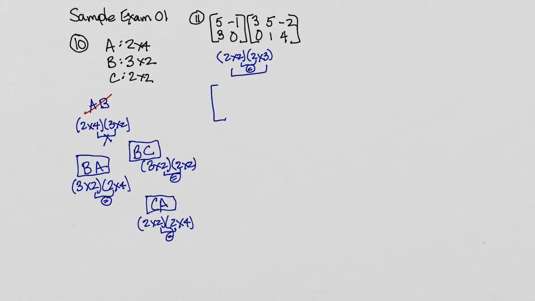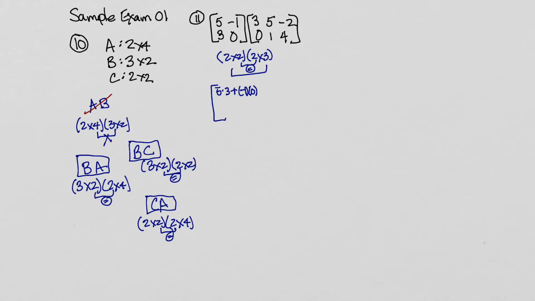So to do this, here we are in row 1, column 1. So we're going to use row 1, column 1, and go component-wise. First and first, second and second. And here's what it looks like. First and first, 5 times 3 plus, second times second, that's going to be a negative 1 times that 0.